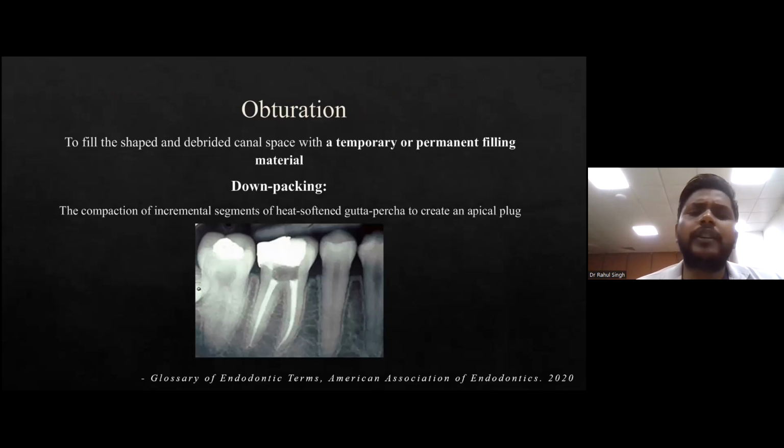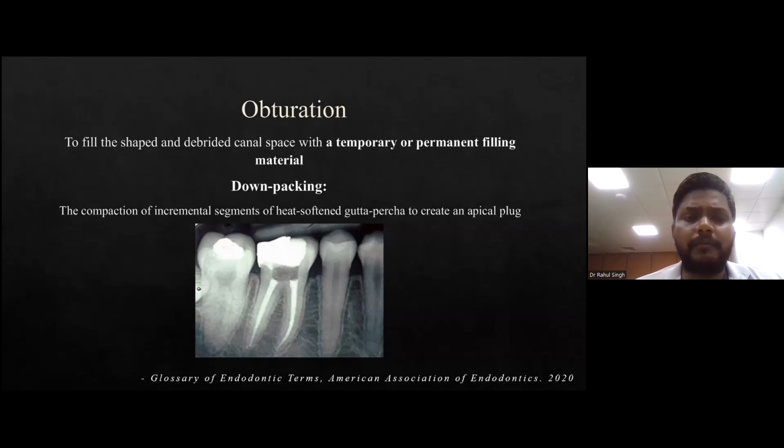Coming on to obturation, according to the glossary of endodontic terms, it is defined as to fill the shaped and debrided canal space with a temporary or a permanent filling material, depending on whether you have gone for a single visit or a multi-visit root canal treatment.